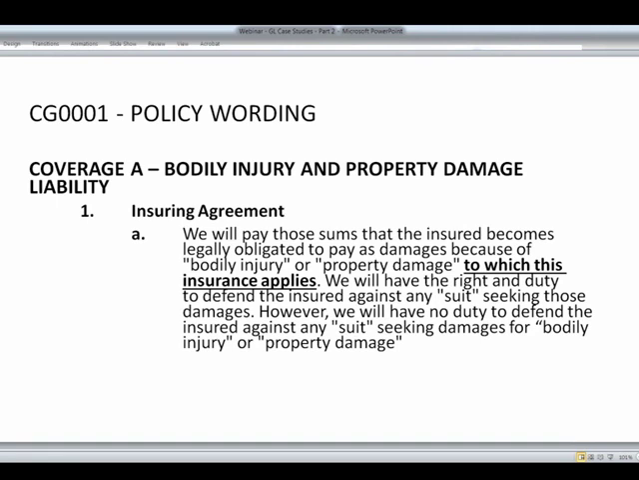We also have a right and duty to defend any suit seeking damages for bodily injury or property damage to which this insurance could apply. As you know from the discussions in your earlier general liability and other insurance classes, the duty to defend is more important in most cases to the insured than the duty to pay. Most insureds are looking for someone to defend their actions to prove that they did nothing wrong. And we also need to remember that if any part of the claim is covered under the liability policies that we provide, then we have to defend the whole claim.